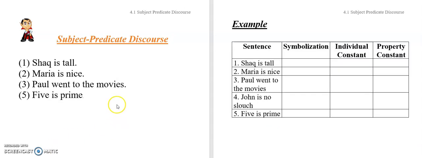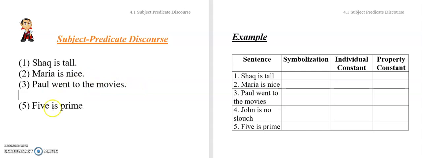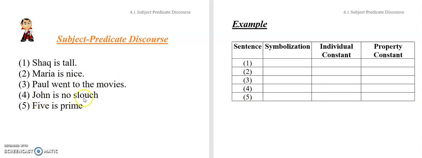So to make sure we're on the same page about this, let's go ahead and try to symbolize these sentences that we talked about in the previous video. So you've got these 5 subject-predicate sentences, and I lost the 4th one, but the 4th one was "John is no slouch." Okay, it's not the case that John is a slouch, so we're going to bring this one back in, and I'm going to say a few things about it. But let's go through and make sure that we understand this.